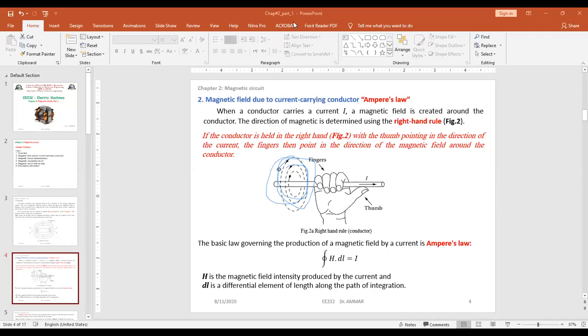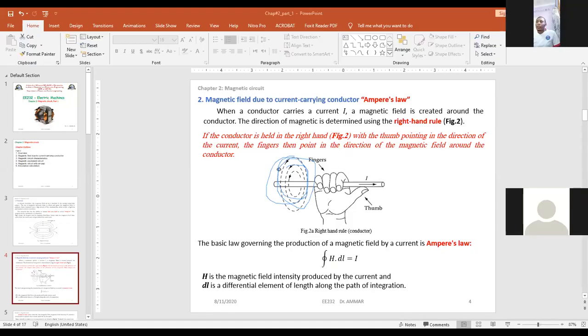For example, imagine, as you see in this figure, that you are holding this conductor or this stick in your hand, and your thumb is pointing to the direction of the current. I will show you by myself. So I'm going to open my camera.